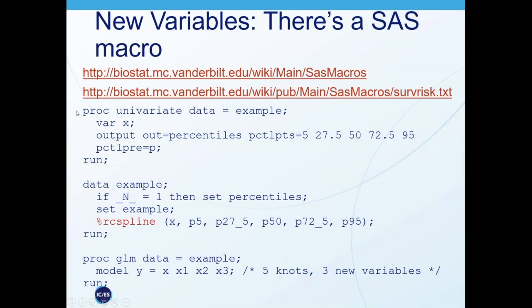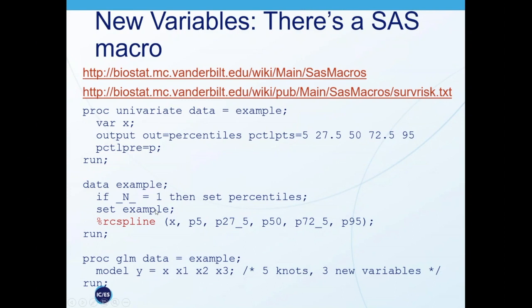And because I'm using SAS, I've used proc univariate. I've given it my variable x, and I've asked it to find out what the percentiles are of x. So what's the 5th percentile? What's the 95th percentile? And I've asked it to put those percentiles into an output data set. This peculiar piece of code right here is reading that output data set from proc univariate into my example data set. So I will now have the percentiles available to me in my data set. They're going to be called P5, P27_5, P50, and so on.